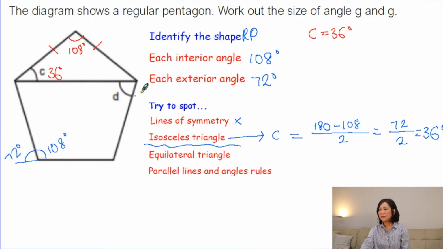Then now let's focus on the D. We know that C is 36, and then D is, let's write down the other angle. That's a 36 as well. Now D is what? Yes, it's a part of the interior angle. That's why we can take away 36 from the 108. 108 take away 36 gives you 72, right? So D is 72.